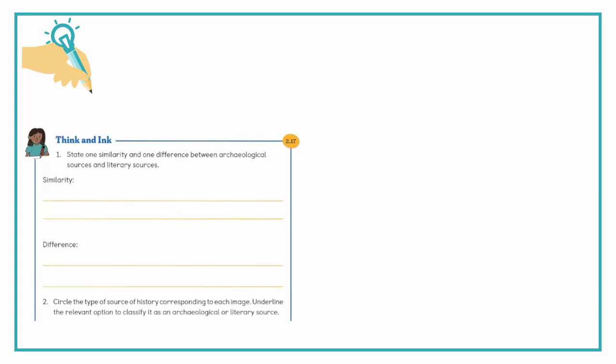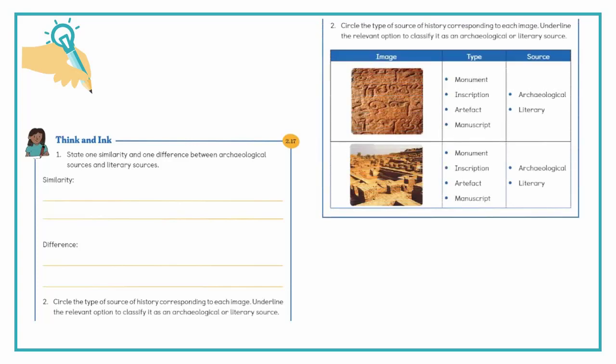Okay, children? Now, circle the type of source of history corresponding to each image. What is the first image? Come on, tell, children. Something written on the road, on the rock, etched on the rock. Yes, inscription. It is in written. So what is it? Yes, come on, mark it, round it.